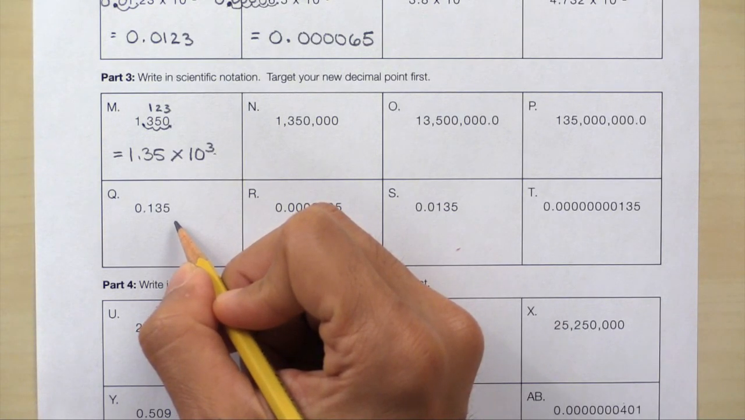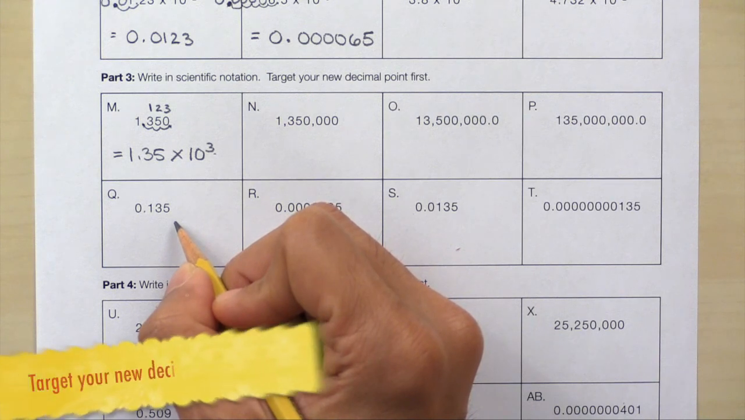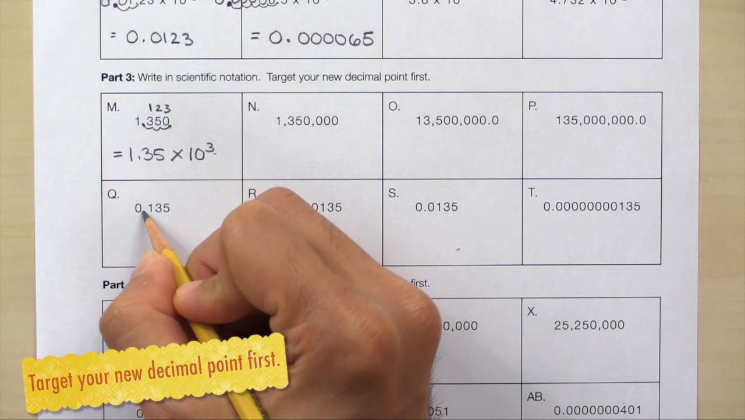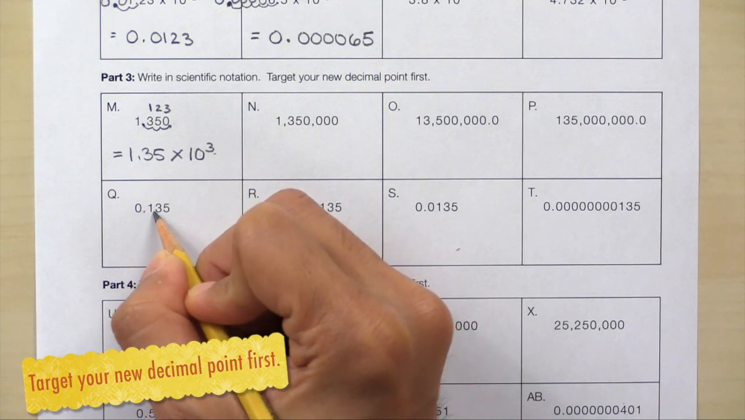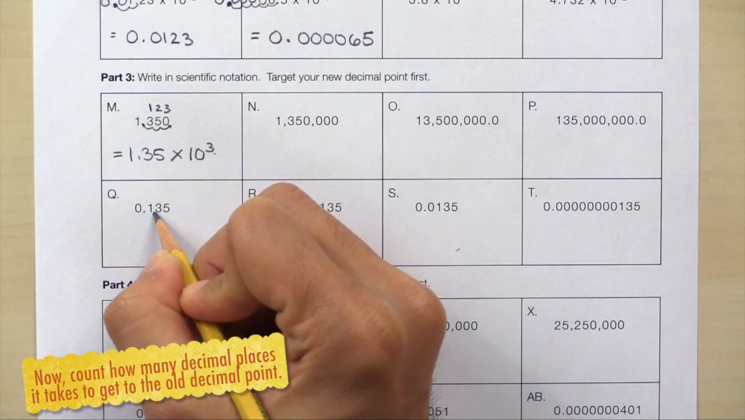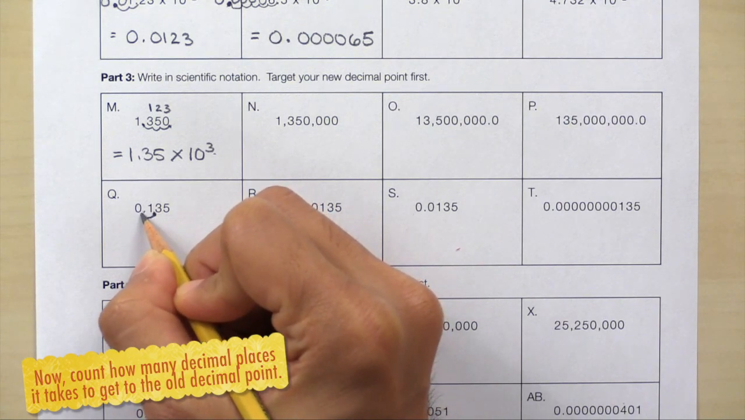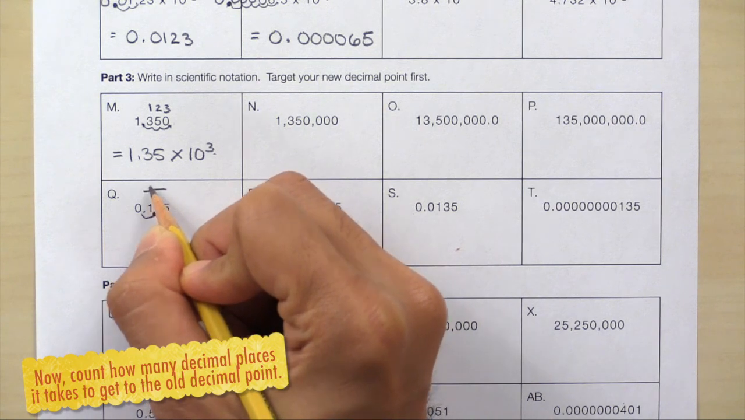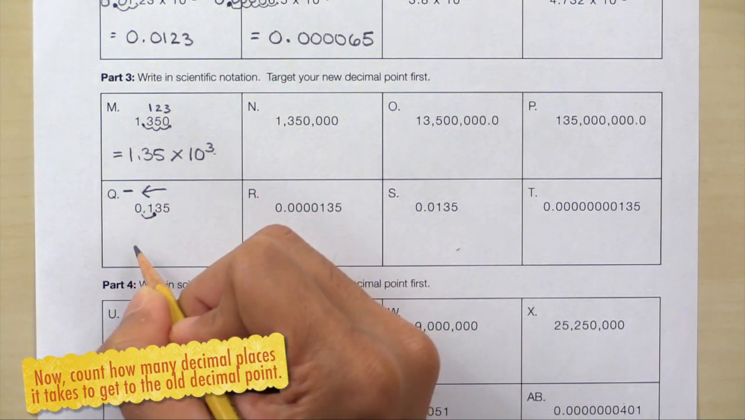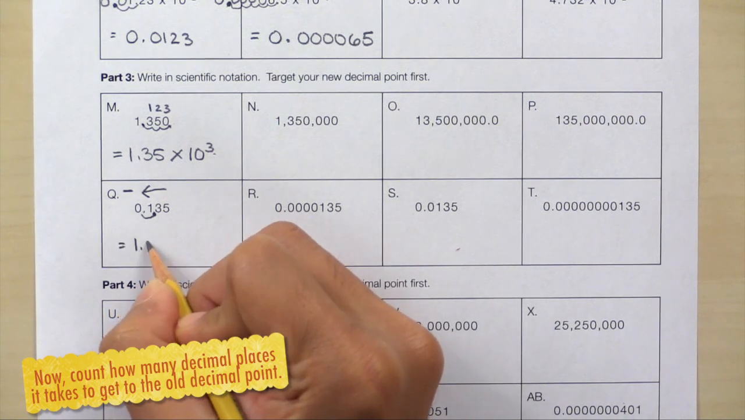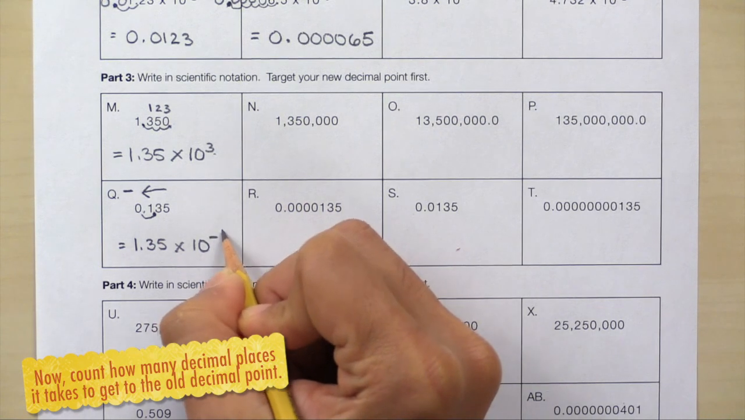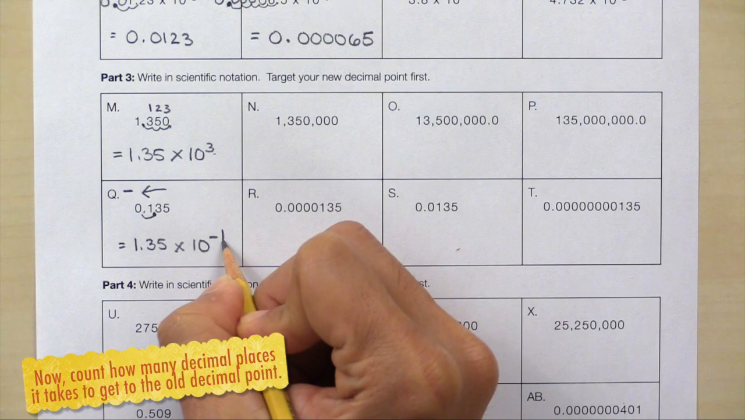0.135, or 135 thousandths. Here's the old decimal point. Target the new decimal point. Where will it go? It'll go right here. Count how many places to get to the old decimal point, and that's 1 space to the left. And remember, that's like going to the negative side of a number line. So our final answer will be 1.35 times 10 to the negative first power.